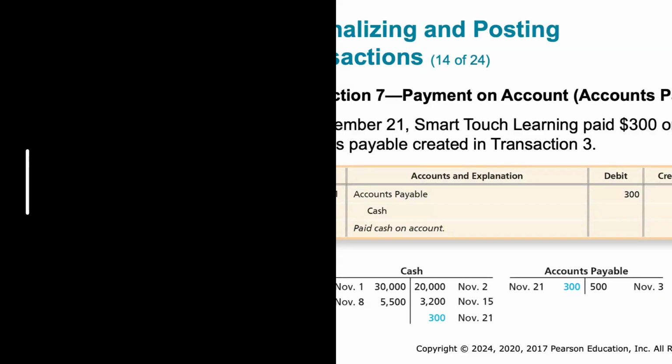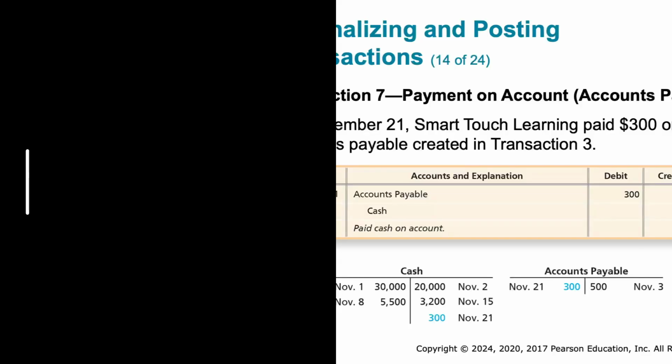Now, transaction number 7, payment on account, accounts payable. So let's say we had an account that we owed somebody. Now we're going to pay on that account. On November 21st, Smart Touch Learning paid $300 on the account payable created in transaction number 3. So we had accounts payable before for $500. We're going to pay that account down to $200. So we're paying $300 on that account.